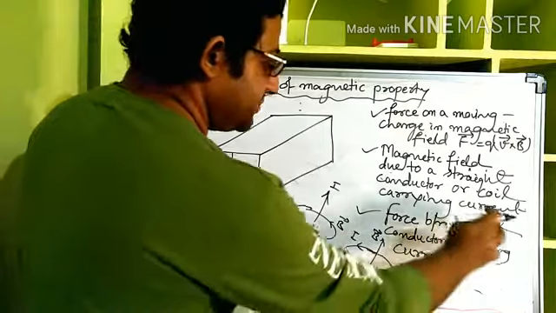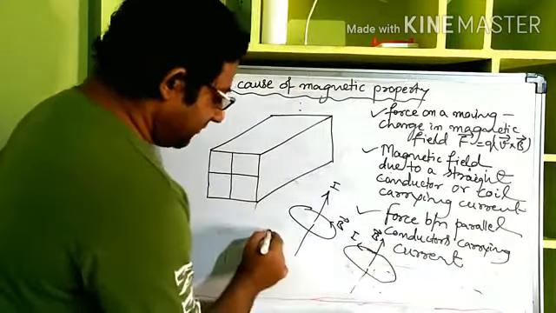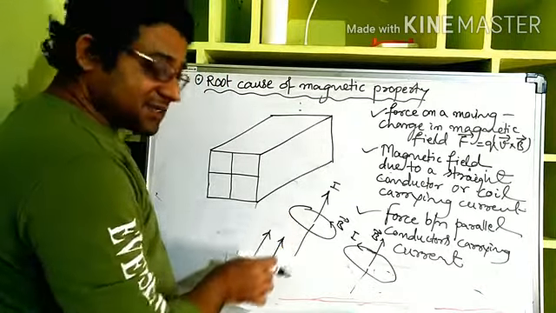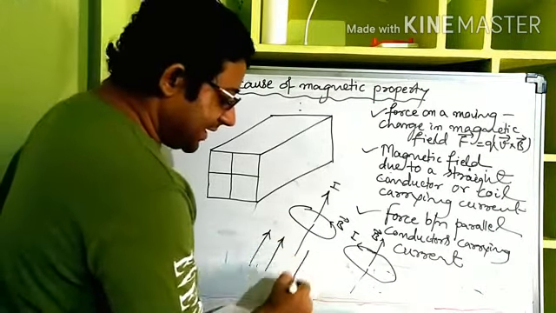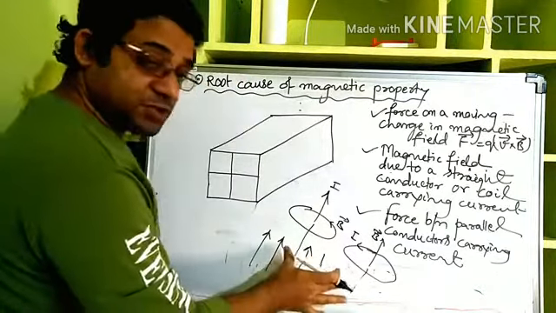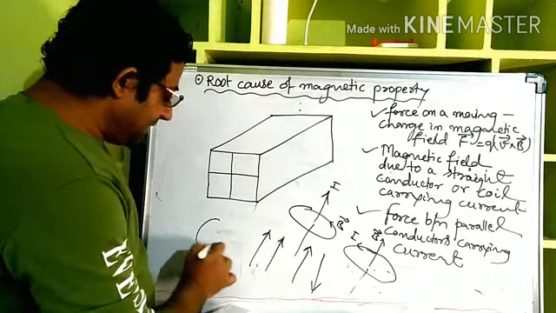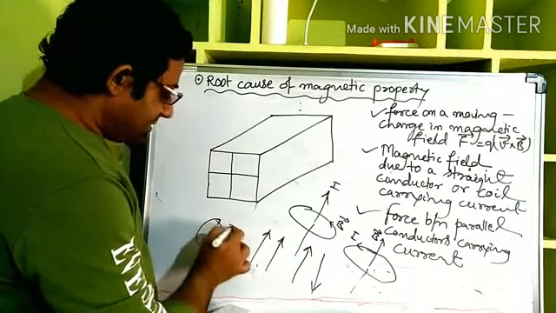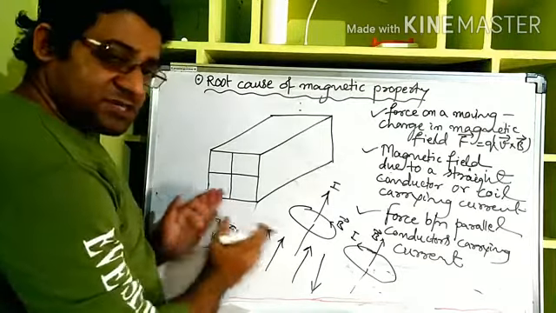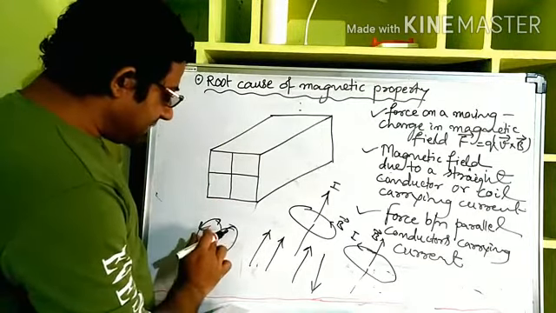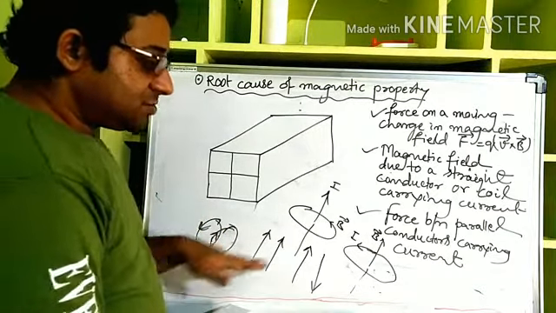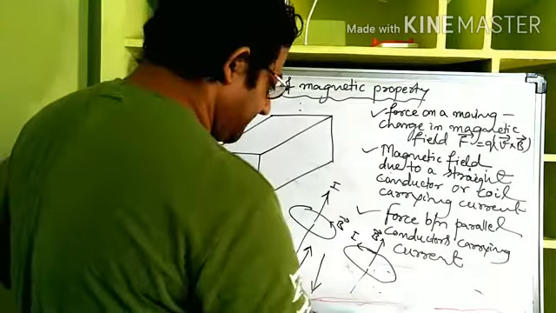Now, force between parallel conductors carrying current. If you are taking two conductors, and the currents flowing in the conductors are in the same direction, they are getting attracted. And we have also seen that if the currents are flowing in opposite directions, they are getting repelled. Similarly, if we take two coils, and current is flowing in the same direction, the coils will be getting attracted because these are parallel to each other. And if the currents flowing in the coils are in opposite directions, they will get repelled by each other. So this concept also we have studied.